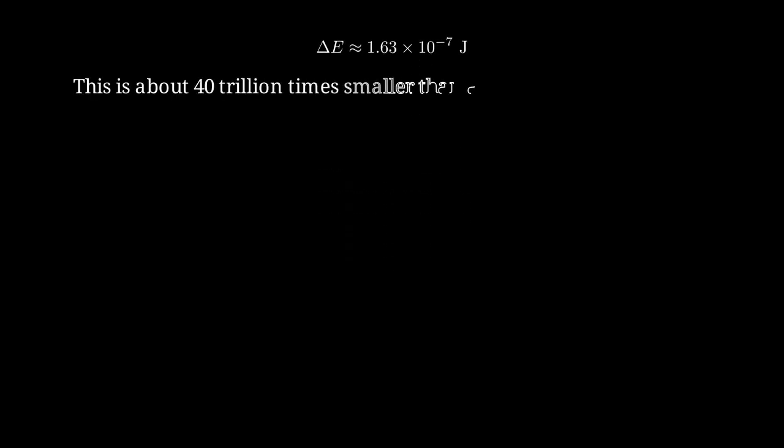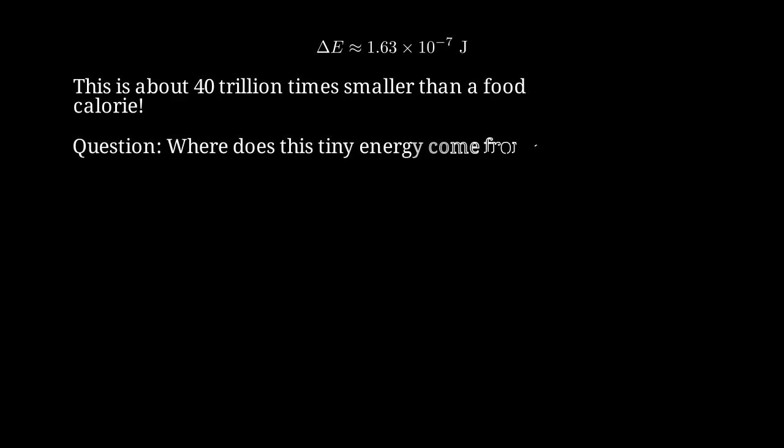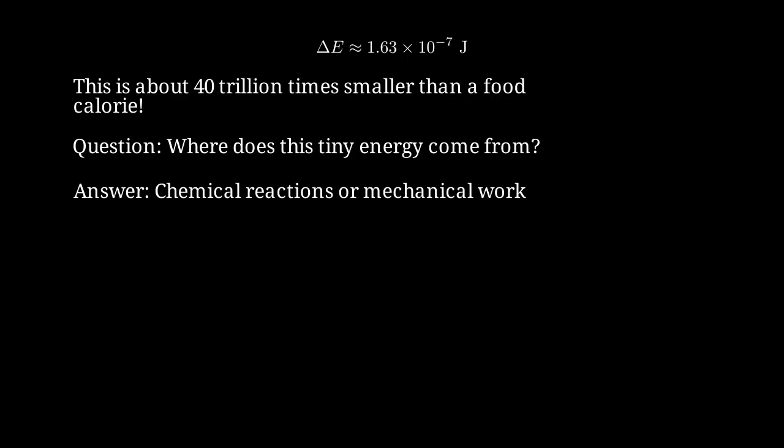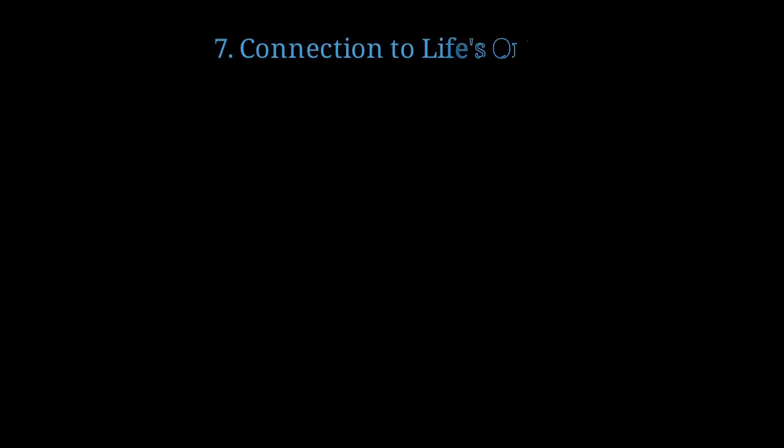To put this in perspective, this is about 40 trillion times smaller than a single food calorie. So here's the question. Where does even this tiny amount of energy come from? The answer is that it comes from chemical reactions releasing energy, or from external mechanical work applied to the system. Now let's explore why this matters for understanding life's origin.